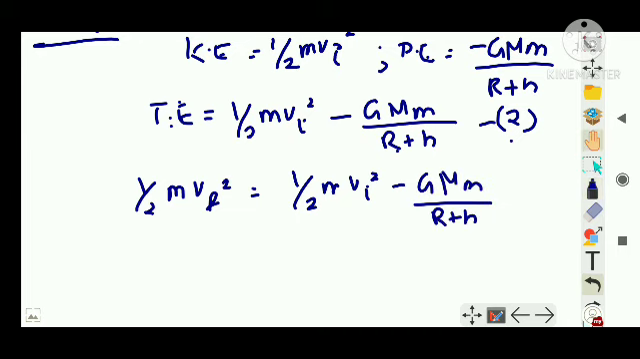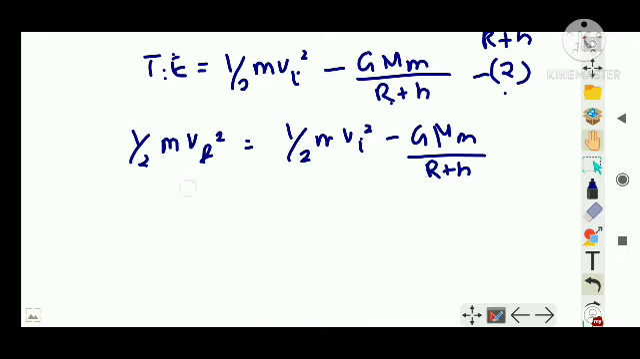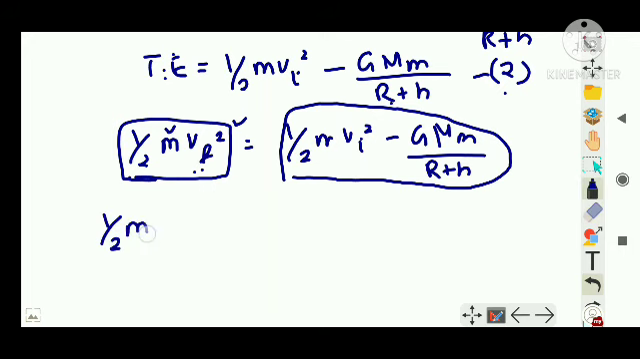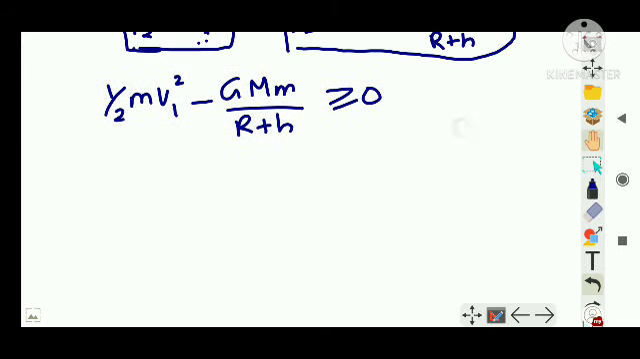Now see this guy, this value will always be positive, because you never see a negative for a square component, guys. Mass is never negative, half is a constant value, and Vf squared. So this term will always be positive. So I can say half m Vf squared is greater than or equal to 0. That means this term is also greater than or equal to 0. That is, half m Vi squared minus GMm by r plus h is greater than or equal to 0. That means it is positive.